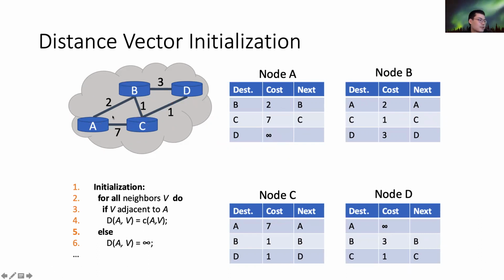So initially, if you set A like this, set B like this, B is connected everywhere. So basically, you get some initial cost.